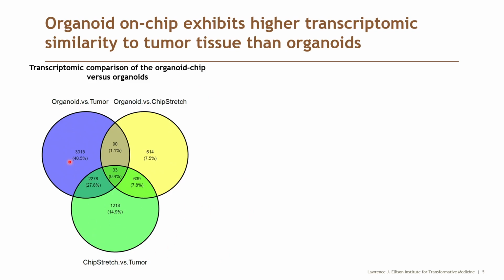These 2 comparisons here in blue and green are the important ones. As you can see here, the chip stretch versus the tumor has a significantly lower number of differentially expressed genes than the organoid versus the tumor, starting to highlight that we are getting closer to the tumor with this chip system. In addition, we also wanted to ask ourselves, what are we missing with these model systems?